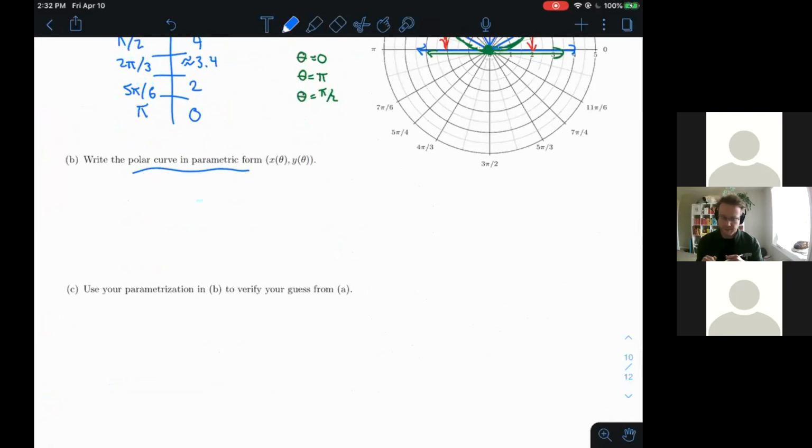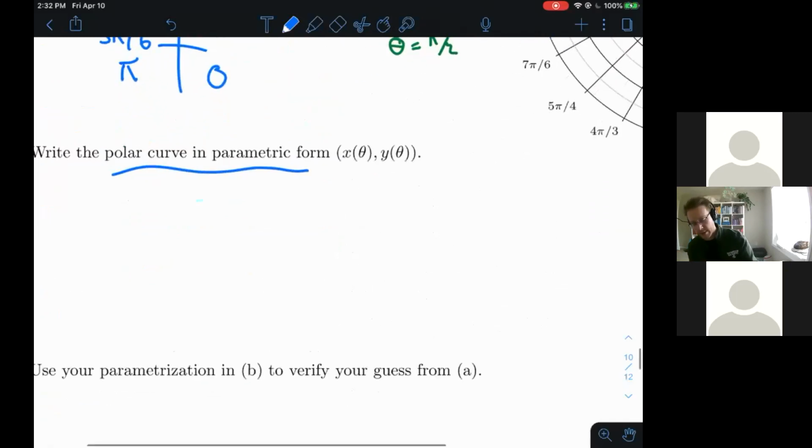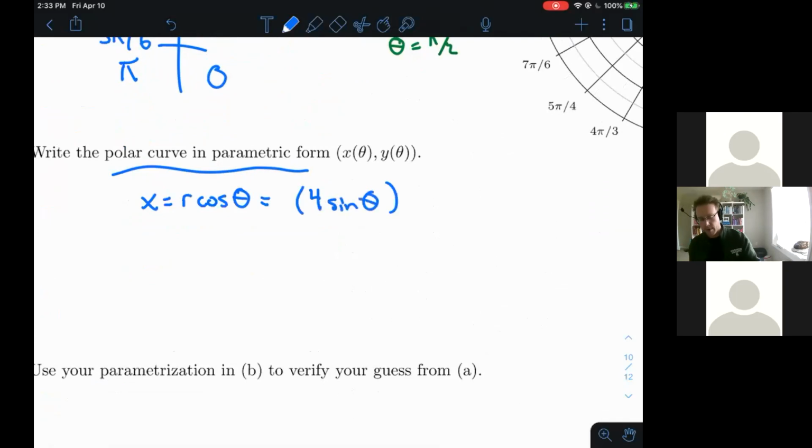So remember, we have x is equal to r cosine theta, and we have an equation for r, right? According to our curve here, r is supposed to be equal to 4 sine theta. So take r, multiply it by cosine, and that's what our equation for x would be. So it's 4 sine theta, cosine theta.